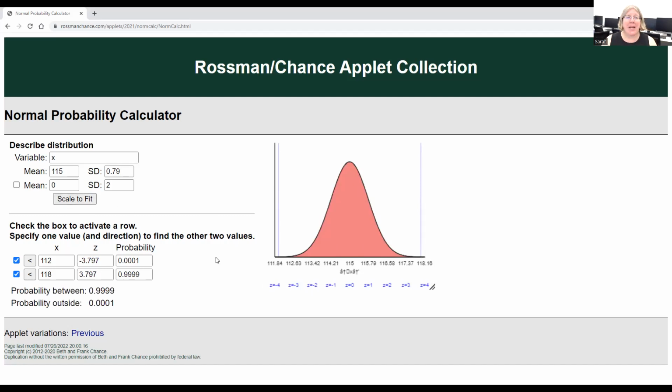And now the probability that the average for these 1,000 men, their LDL is between 112 and 118, is going to be 0.9999. So virtually 100% of the time, if we take 1,000 men, their average is going to sit right there between 112 and 118. So what this is illustrating for us is that the larger the sample size is, generally the more accurate our results are going to be.